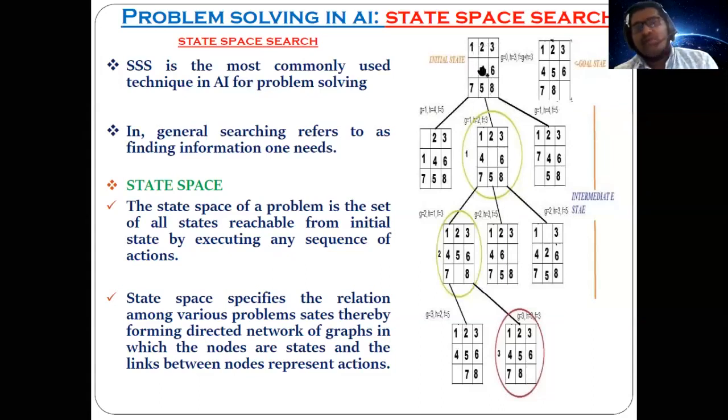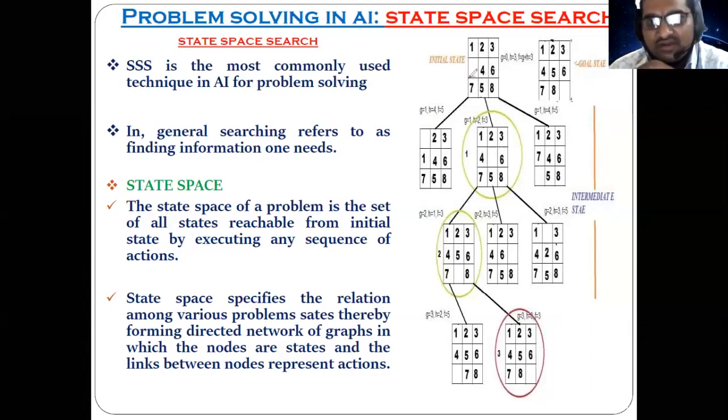1, 2, 3, 4, 5, 6, 7, 8. And one place is empty. Correct? Total places are how many? Or total tiles also you can call. You can call it the total nine places or the total nine tiles. Out of the nine tiles, eight are filled and only one is empty. Correct? Only one empty tile is there.